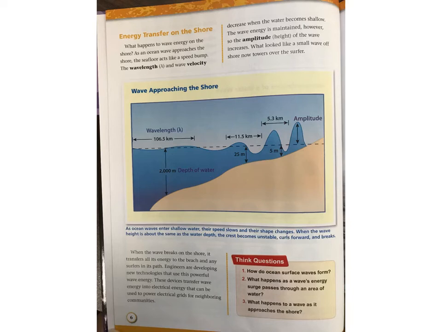As ocean waves enter shallow water, their speed slows and their shape changes. When the wave height is about the same as the water depth, the crest becomes unstable, curls forward, and breaks. When the wave breaks on the shore, it transfers all its energy to the beach and any surfers in its path. Engineers are developing new technologies that use this powerful wave energy. These devices transfer wave energy into electrical energy that can be used to power electrical grids for neighboring communities.